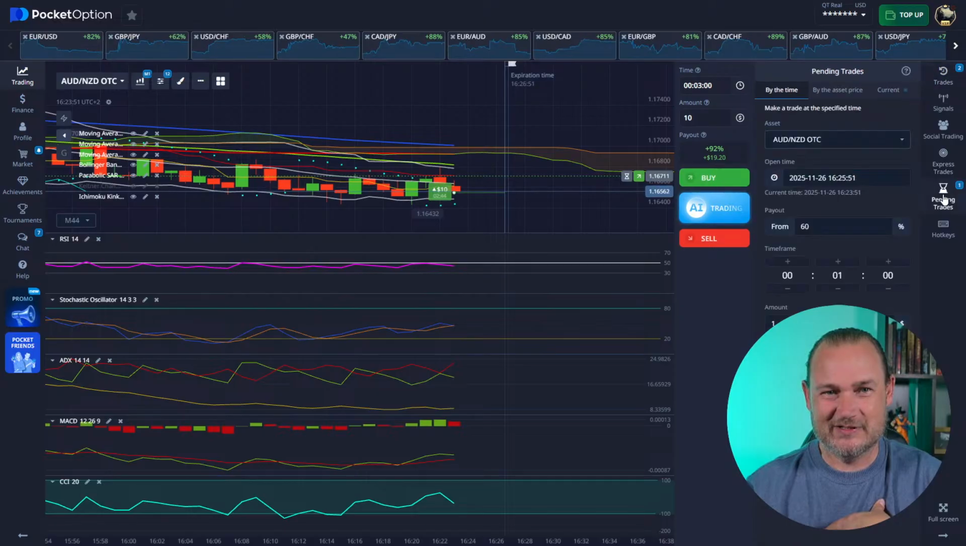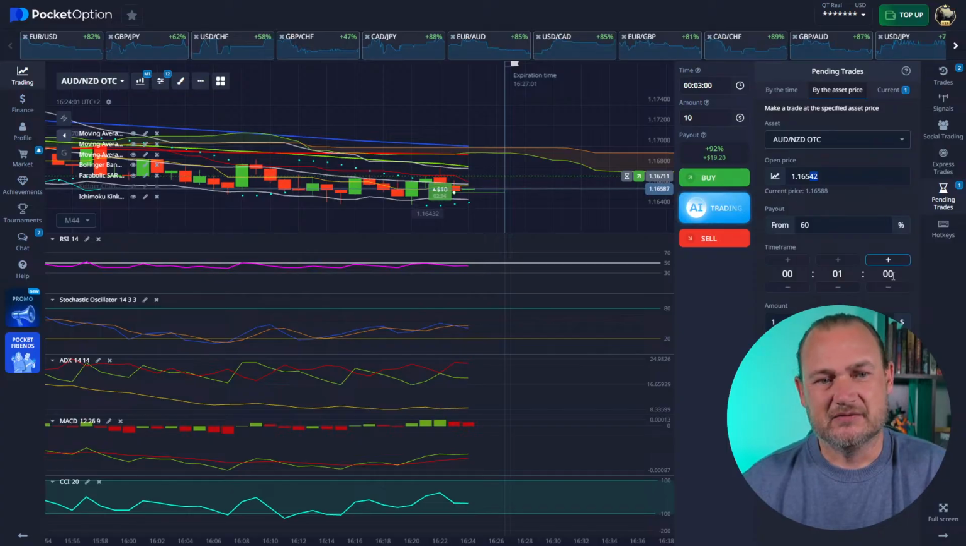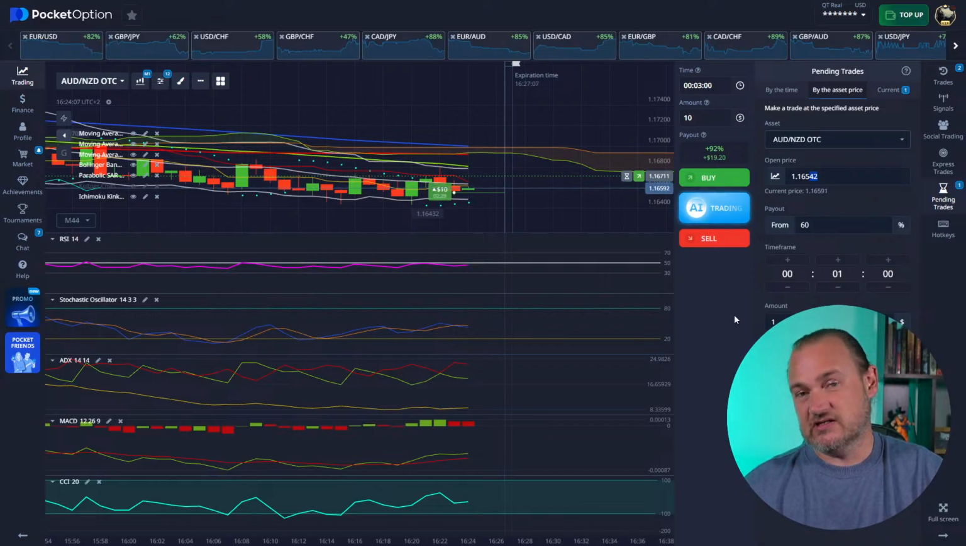I wasn't concentrating. This was supposed to be a sell on 550. So I hit the buy button, but it's fine. Doesn't matter. Sell button if you want to take sells. Take note. But yes, this feature is here as well.